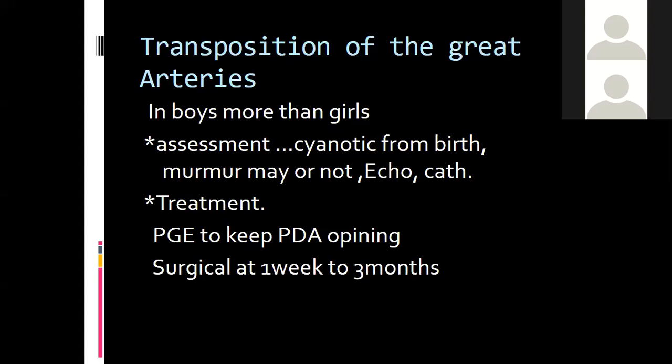The treatment of choice in transposition of the great vessels is to give prostaglandin E to keep the PDA open. Surgical intervention can also be given.